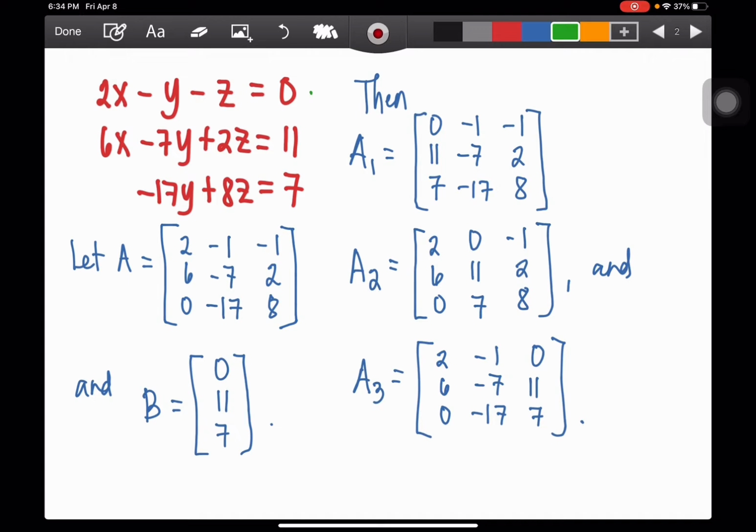2x minus y minus z equals 0. 6x minus 7y plus 2z equals 11. And negative 17y plus 8z equals 11.